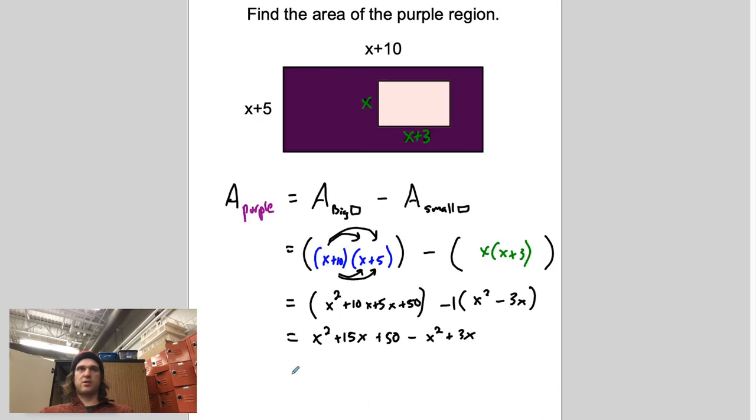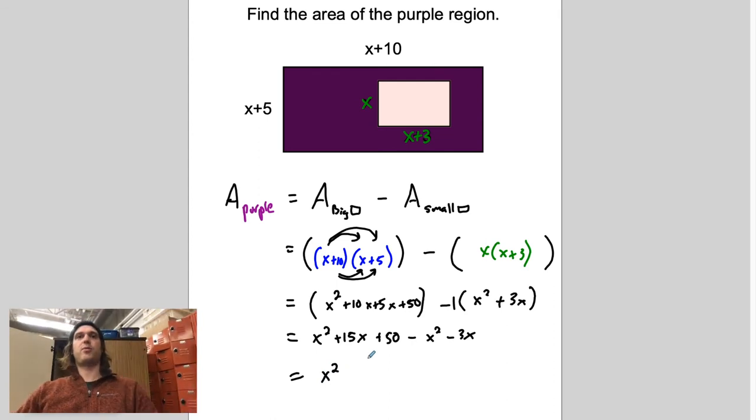And now we can combine like terms. X squared minus x squared is 0. 15x plus 3x is, I think that is supposed to be, that's the issue. This is supposed to be plus, and I caught it. I caught it, folks. This is supposed to be minus. Thank you for your patience there. Thank you for your patience, imaginary viewers on YouTube. I appreciate that. X squared gets canceled out, so 15x minus 3x is 12x, and then we have plus 50.